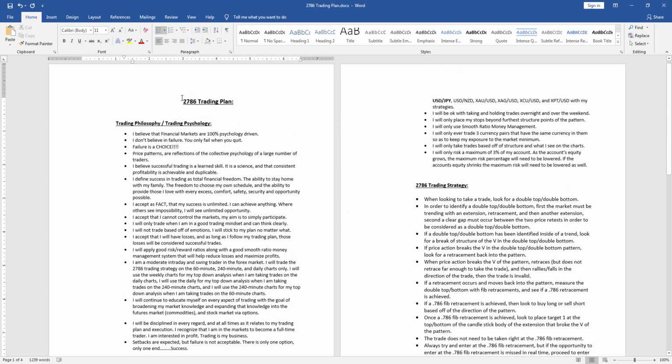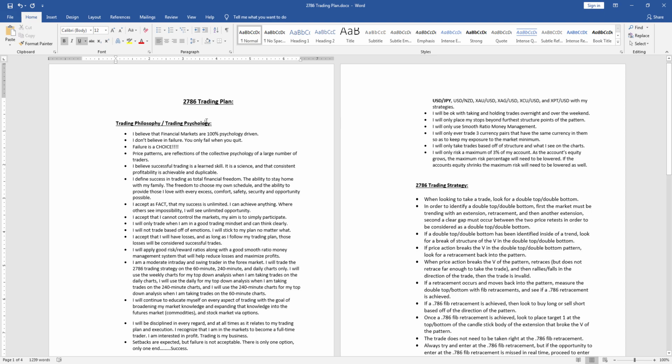As you can see here, you're currently looking at my trading plan. It's my 2786 trading plan. The 2 in the 2786 refers to a double top or double bottom. If you don't know what that is, that's okay, we will cover that in a little bit. And the 786 refers to a Fibonacci ratio. Again, if you don't know what that is, that's all right. We will talk about it when we start jumping into the charts today, which we will eventually get around to doing.